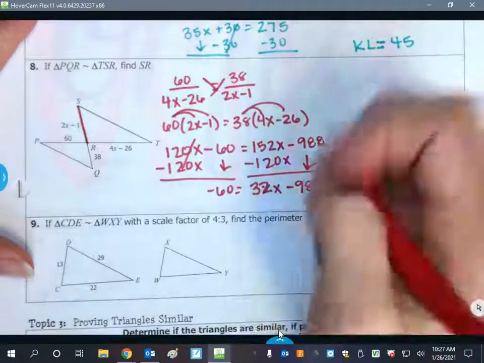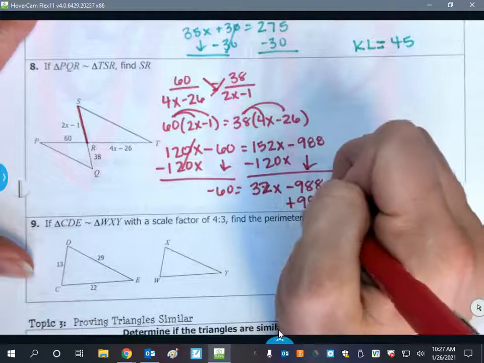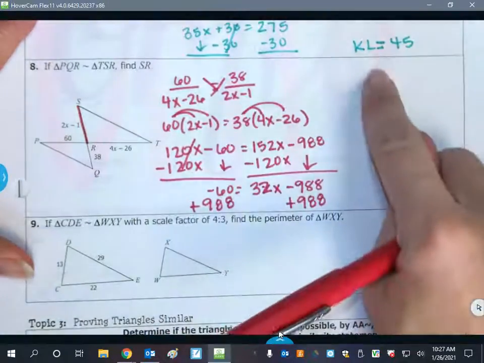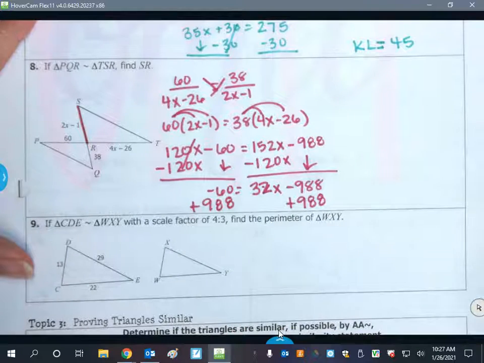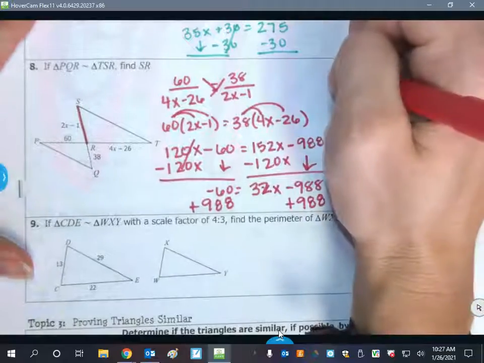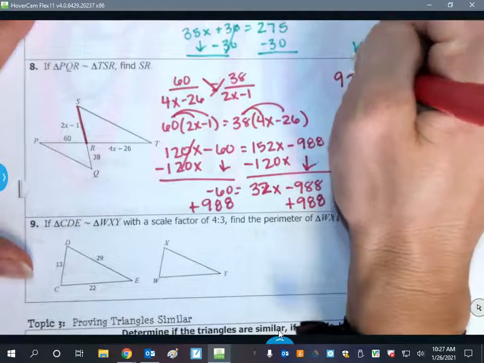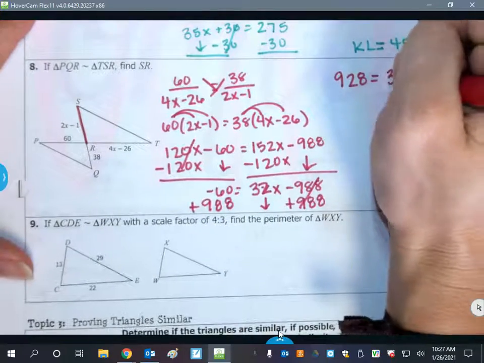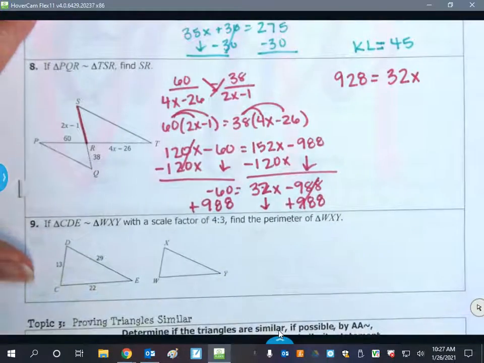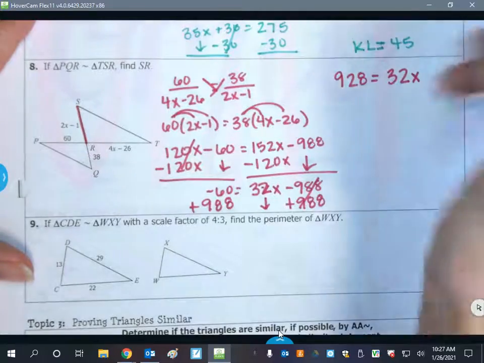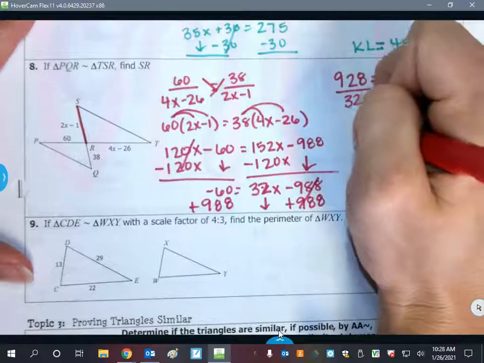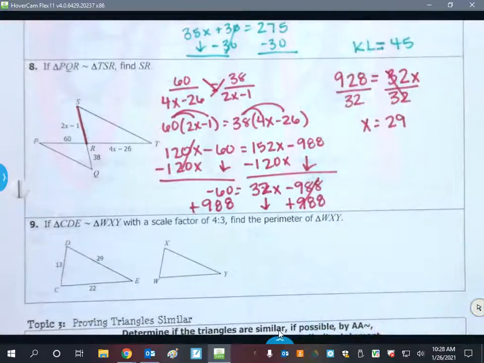Then I'm going to move my 988 by addition. So I add 988 to both sides. I'm going to write that up here so I have more room. So negative 60 plus positive 988 is equal to positive 928. Those cancel. My 32x comes down, so 928 equals 32x. 928 divided by 32, and x equals 29. Now we're not done yet.